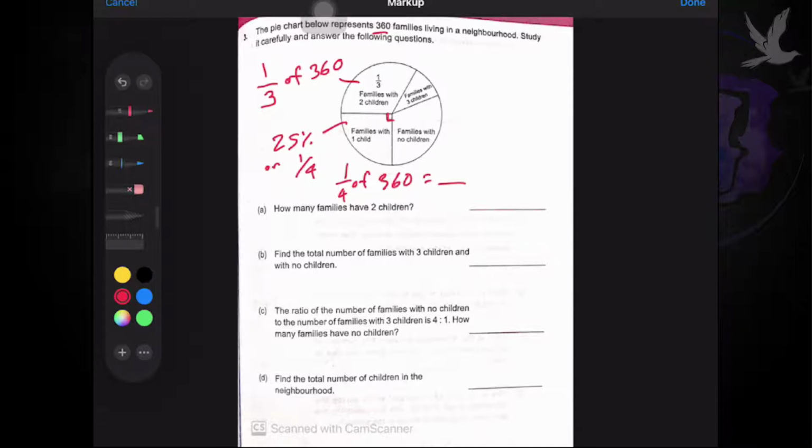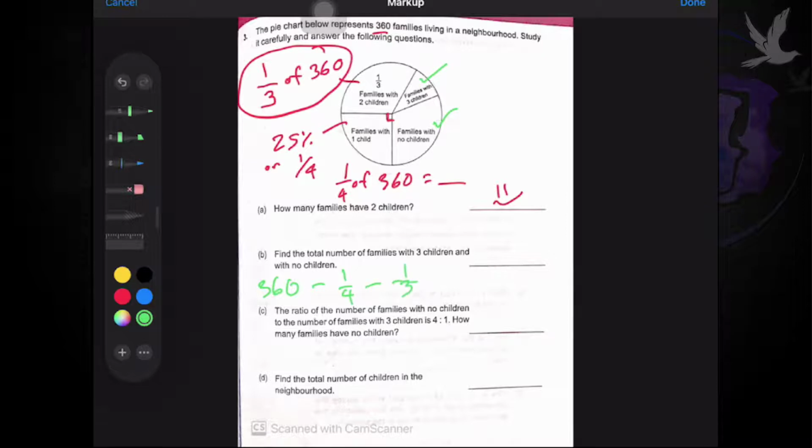Then for the rest, pwede nyo na i-answer. So sa A natin, you have how many families have 2 children? Families with 2 children. So in this case, whatever your answer here is, that's your answer for A. Okay? So sa B, find the total number of families with 3 children and with no children. We're talking about this part. Ito. 1, 2. So obviously, all you need to do is just to take the total number of families minus yung 1/4 na yan, yung answer nyo sa 1/4 at saka yung answer nyo sa 1/3.